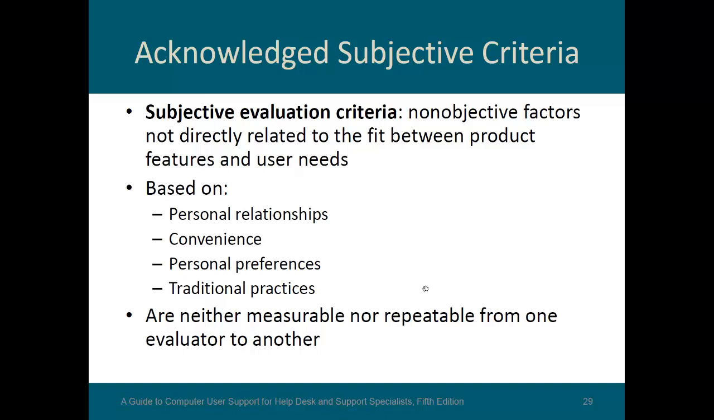Subjective evaluation criteria: non-objective factors not directly related to the fit between product features and user needs. They are based on personal relationships, convenience, personal preferences, and traditional practices. So sometimes if you know somebody, you will have a better chance at getting a contract than if you don't.